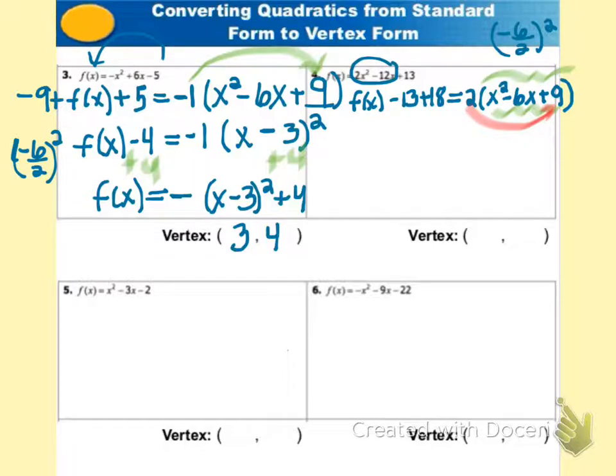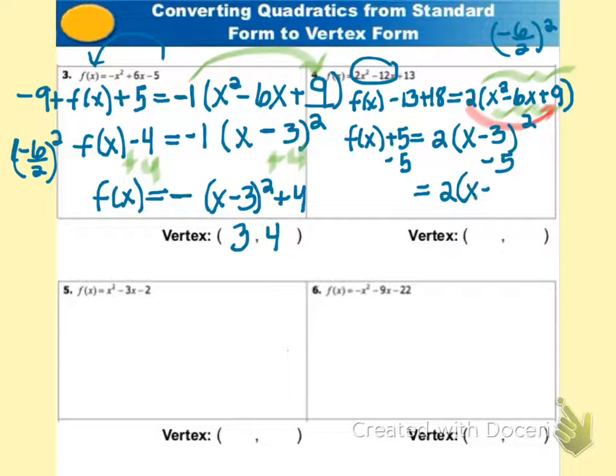So now let's clean this up. On this side we have f of x, and then negative 13 plus 18 is plus 5. Over here we have the 2, and now we can factor that perfect square trinomial. If we write it as a square binomial, it'll be x minus 3 squared. And then the final thing is, subtract the 5 from both sides, leaving me with 2 times x minus 3 squared minus 5 is what f of x is equal to.